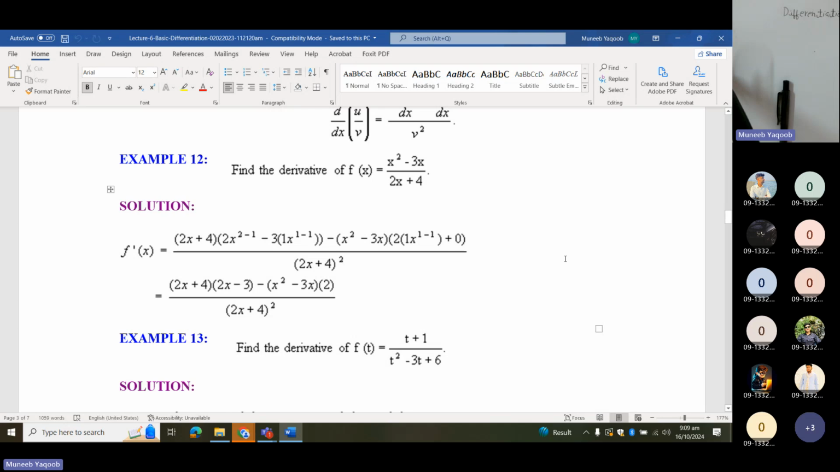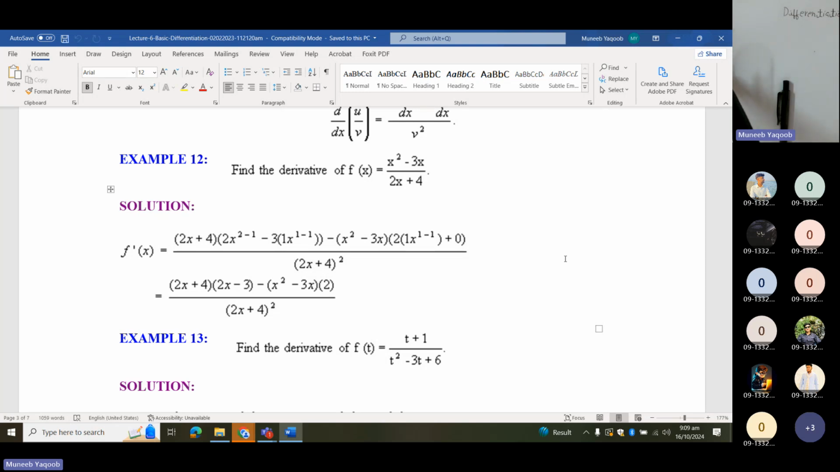So here we are to calculate the derivative of (x square minus 3x) whole divided by (2x plus 4). The numerator of the fraction is x square minus 3x, we will take it as u, and the denominator of the function is 2x plus 4, so we will keep it as v.